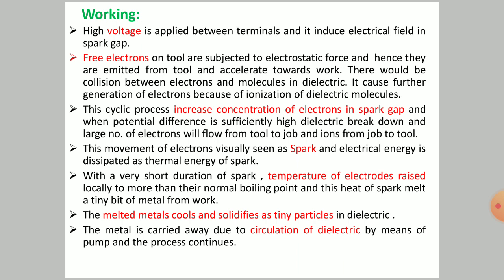This cyclic process increases the concentration of electrons in the spark gap, and when the potential difference is sufficiently high, dielectric breakdown occurs and a large number of electrons flow from the tool to the workpiece and ions from the job to the tool. This movement of electrons is visually seen as a spark, and electrical energy is dissipated as thermal energy of the spark.